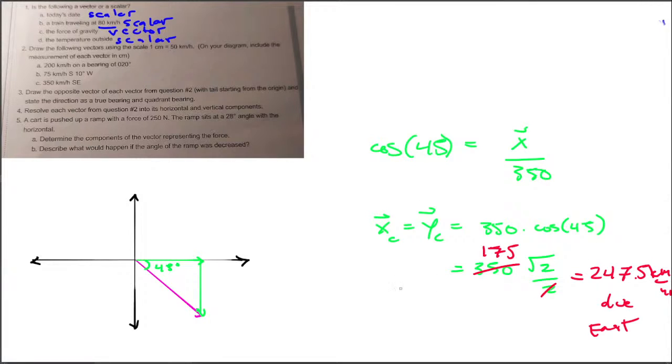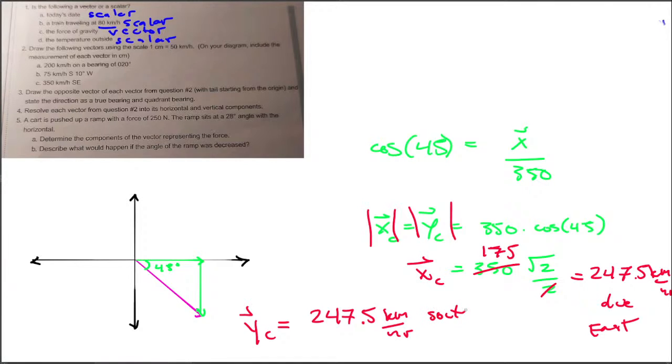And then the y, or actually, you know what? I should say the magnitudes are equal, but these vectors are actually not equal to each other. This is the x component of c, and then the y component of c is going to be the same, 247.5 kilometers per hour, but it's south. Due south.